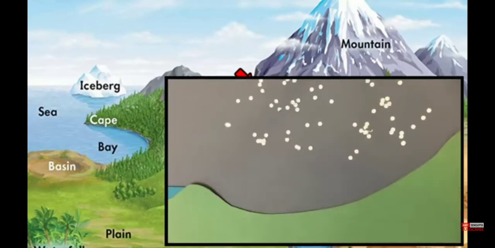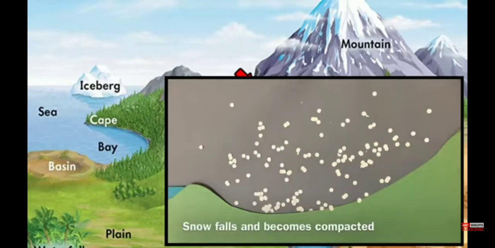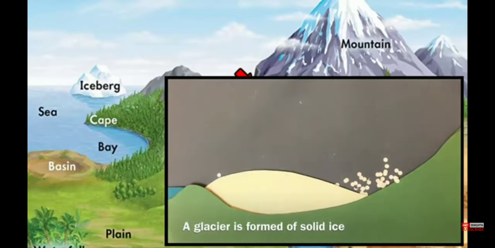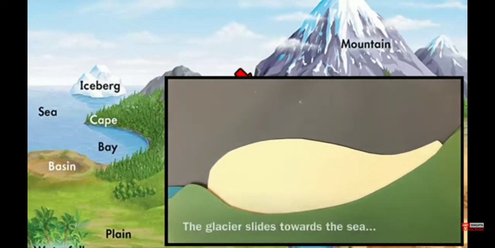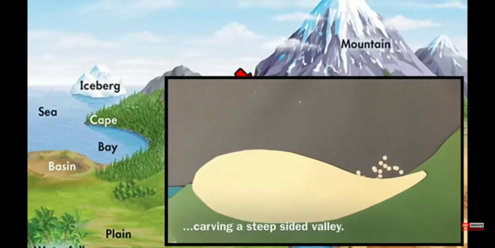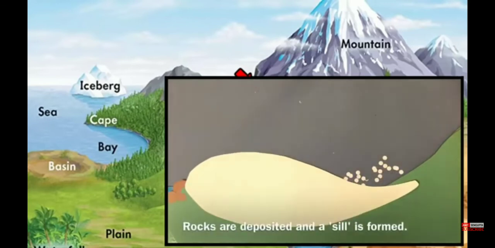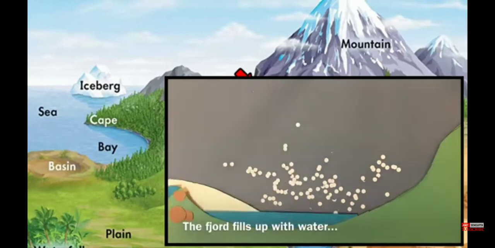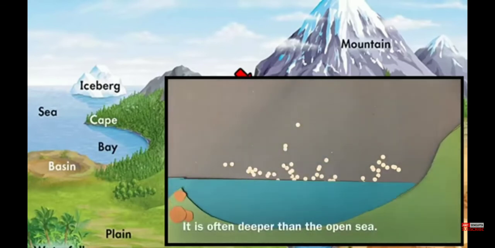Glaciers move downslope very slowly over time and can greatly alter the landscape once they have moved through an area. When a glacier starts to move, it starts to carve the valley and forms a land depression. This carving of the steep valley is known as a fjord. A fjord is often deeper than the open sea. It can be thousands of meters deep. As a result, water fills up and forms a deep inlet of the sea.